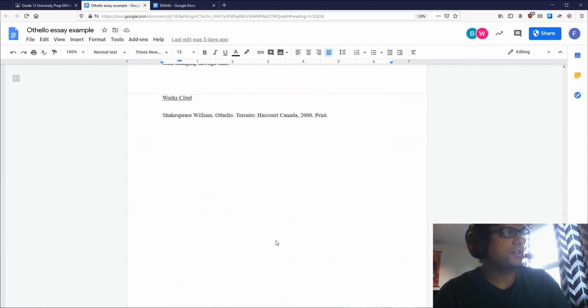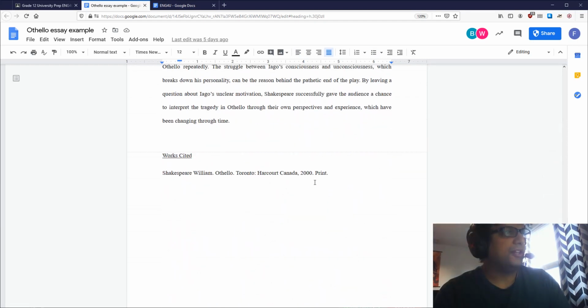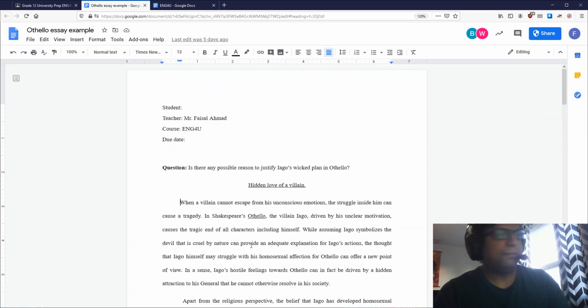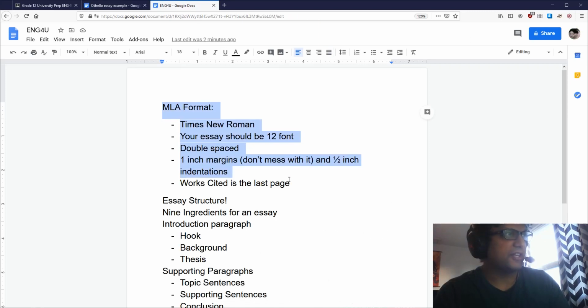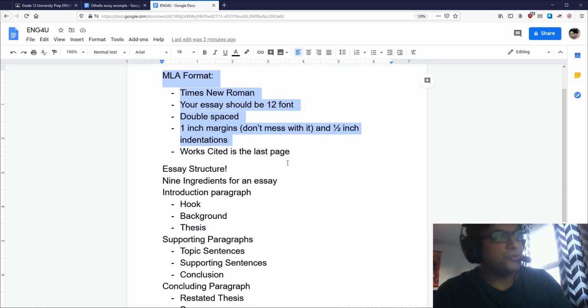Oh, and of course, works cited is on the last page, just the way it should be, right? So that's step one: to get those basics, the font and the spacing and everything like that, under control. So you need to do that.